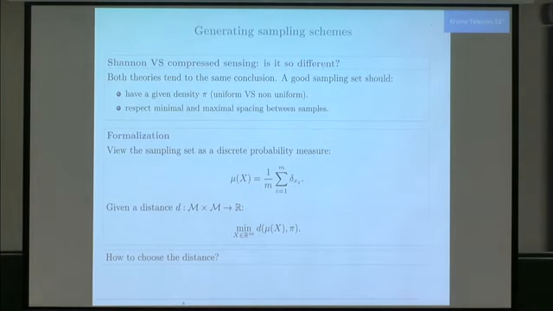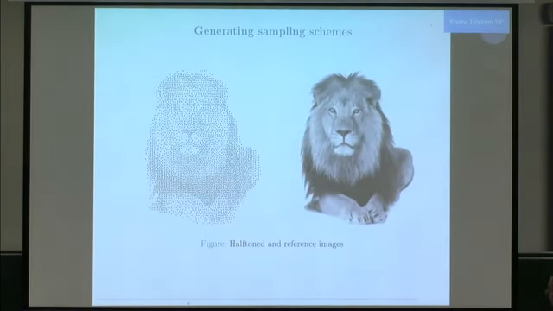And given a distance d, which goes from the set of probability measures to R, one way to generate a sampling scheme could be to try minimizing this distance, mu of x with respect to the density pi, to the target density pi. And one question is how to choose this distance. So I will show you two things that you can do.